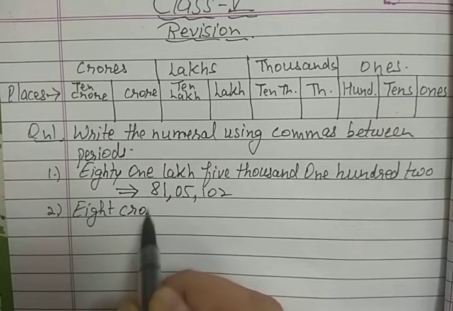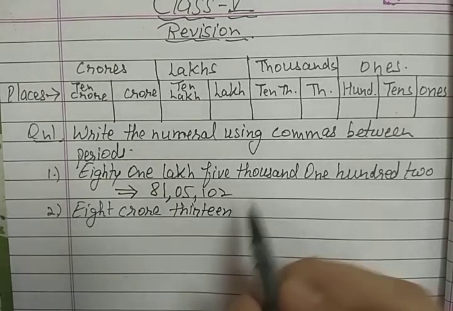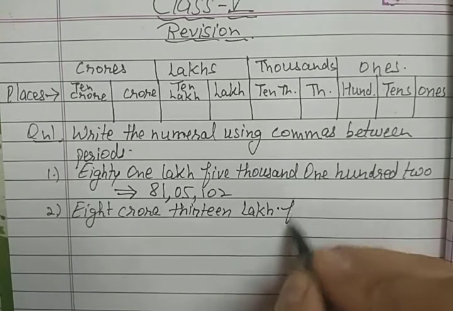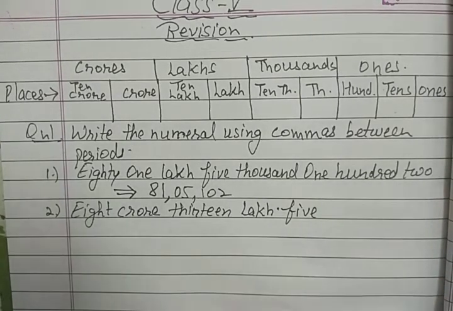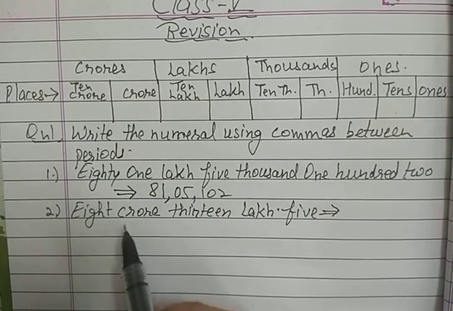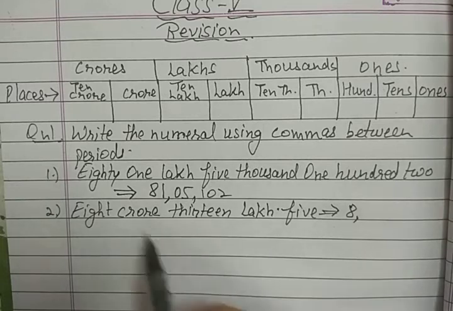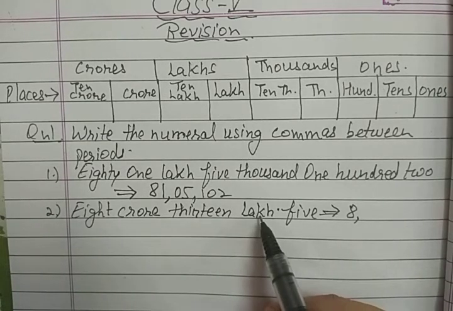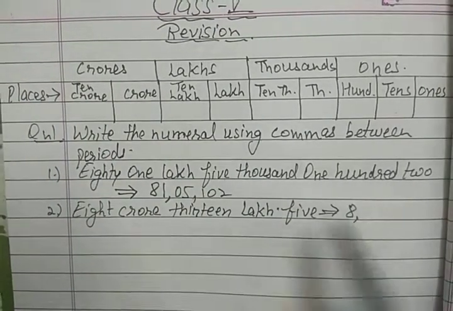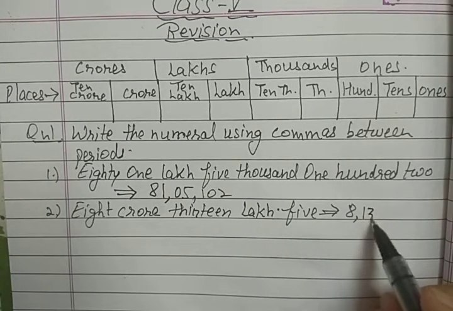8 crore 13 lakhs 5. Suppose we have to write the numeral for this. How can we write? What is the greatest period? That is crore. So 8 crore. First of all, we will write 8 crore. The next period is 13 lakh. We know lakh period comes after crore. So lakhs period have two places. That is 13. We will write 13 in lakhs period.